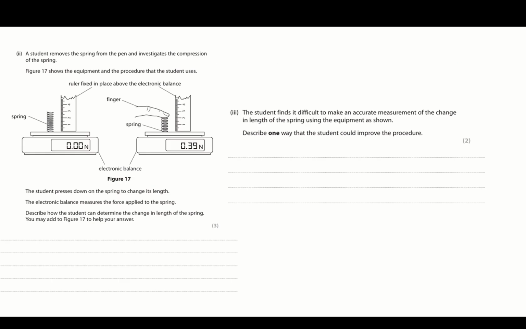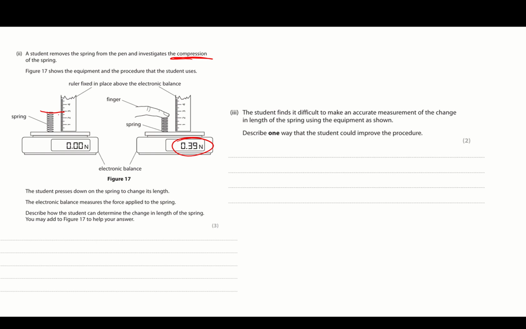Okay, next one. The student removes the spring and they're going to investigate the compression. So we can see they're going to start here, then they're going to squash it down, measuring that force. And they're measuring the force on a balance, which is kind of clever actually. So they're going to press down on the spring to change its length. They've got a lovely electronic balance that measures in newtons. We could just do the maths and times it by 10 if we wanted that for its weight, but here we go. So describe how the student can determine the change in the length of the spring.